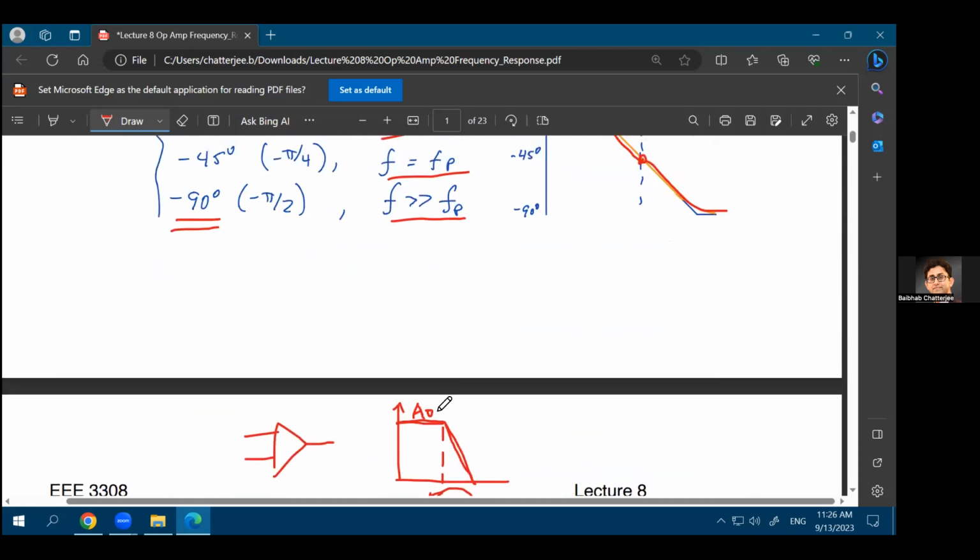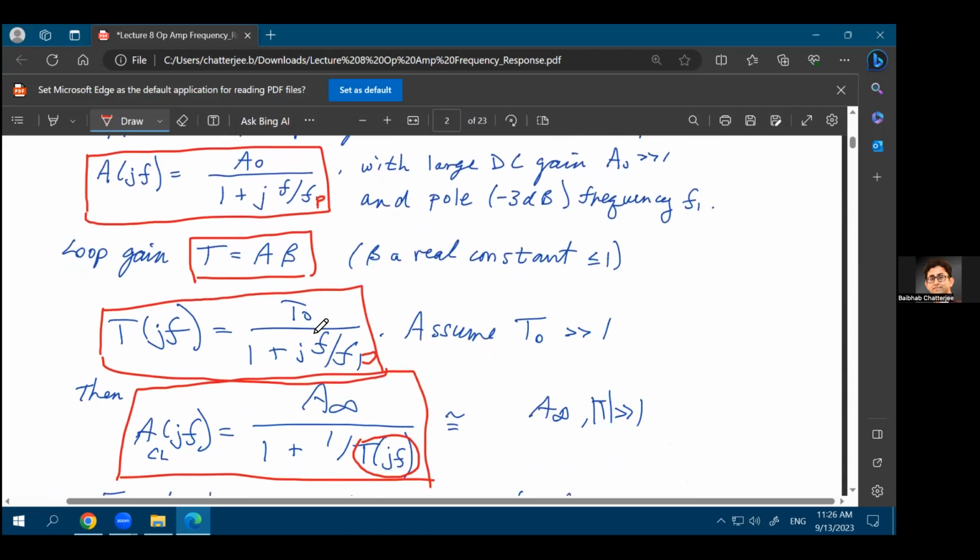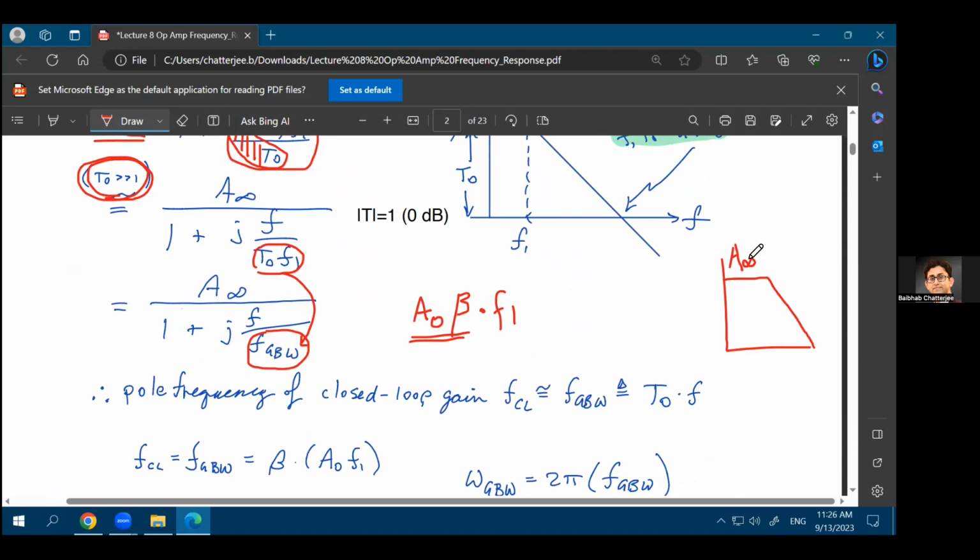And remember that A naught could be very high. A naught could be 500, A naught could be 1000. That's the gain of your op amp in an open loop scenario, where you're just talking about the op amp. You're not talking about any feedback or any closed loop application. In the closed loop scenario, your gain becomes A infinity, something that you have already done, or are doing, in your homework number 2. Your gain has become A infinity, and your bandwidth has become A naught times beta times F1. In the open loop scenario, your gain bandwidth was A naught times F1.